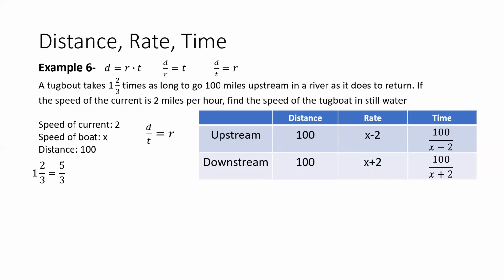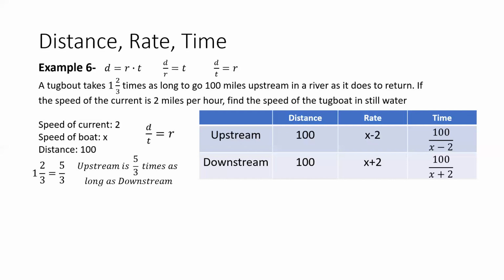I apologize. Now the only piece of information that I'm missing from my problem is the 1 2/3 times as long. To account for that, I'm going to first change that into an improper fraction because it's hard to deal with as a mixed number. And I know that my upstream is probably going to be my slower time because I'm fighting current, versus my downstream being helped by the current.